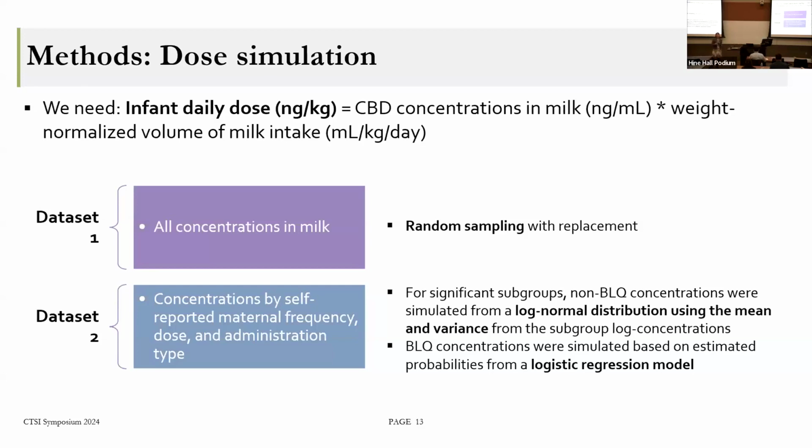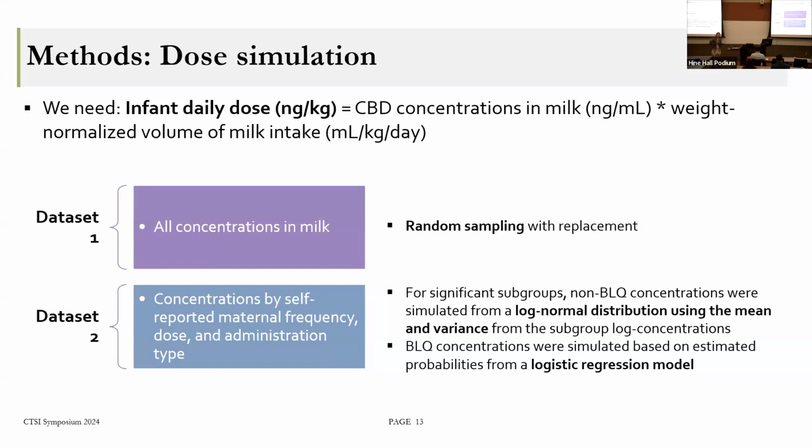The second part for data set 2 is looking at those significant subgroups. Again, we only looked at the non-BLQ values from the start. They tended to have a log normal distribution with the mean and variance from the log concentrations. But we took them out for essentially looking at differences between the subgroups.